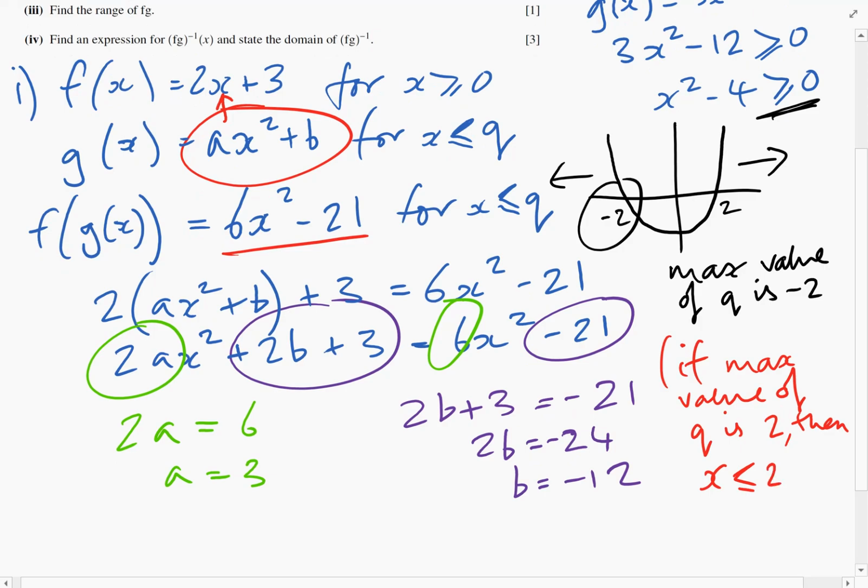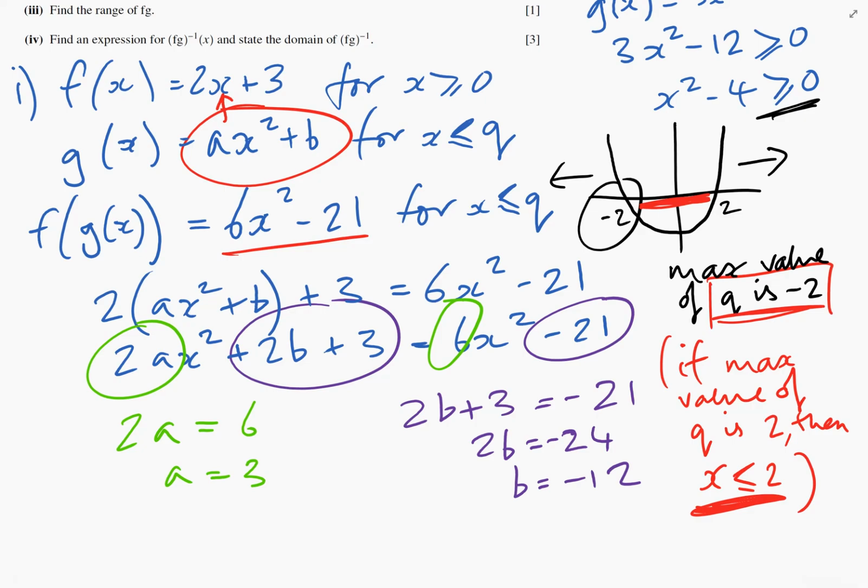But that isn't true. x can't be any value less than or equal to plus 2, because if that was true, then x could equal any of these values, but it can't, because we need g(x) to be positive. So we can't say that q is plus 2. q must be minus 2. So this is the answer to part 2. The maximum value of q is minus 2.